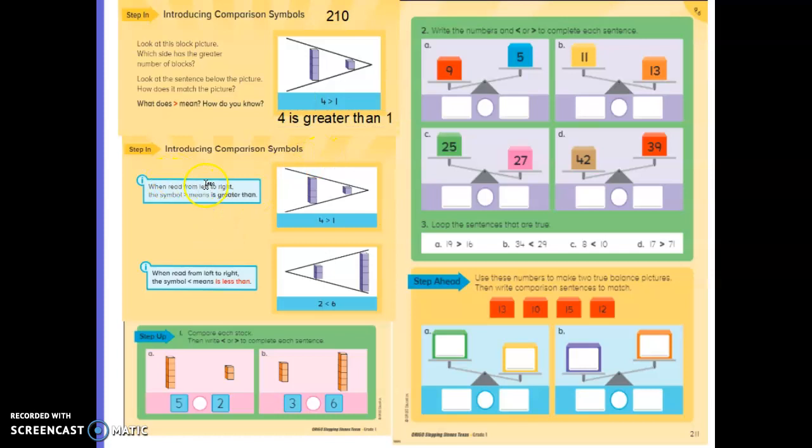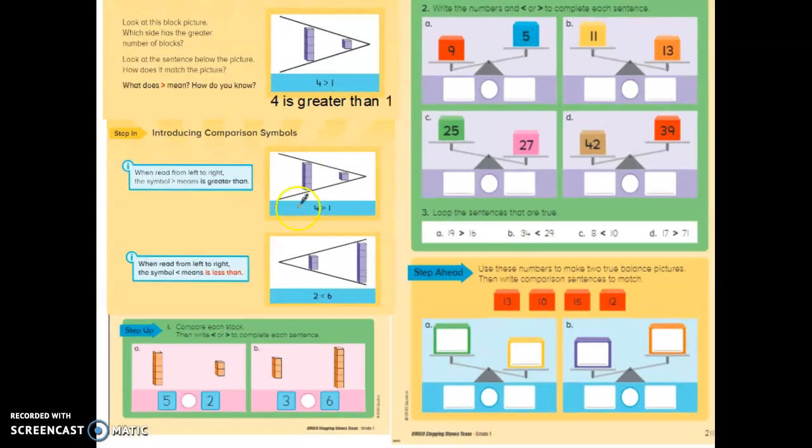Okay, so when we read from left to right, the symbol greater than is right here. It points left. And this is greater than, I can underline that, greater than right here. And when we read from left to right, the symbol that's pointed to the right is less than. Here's an example, 2 is less than 6.